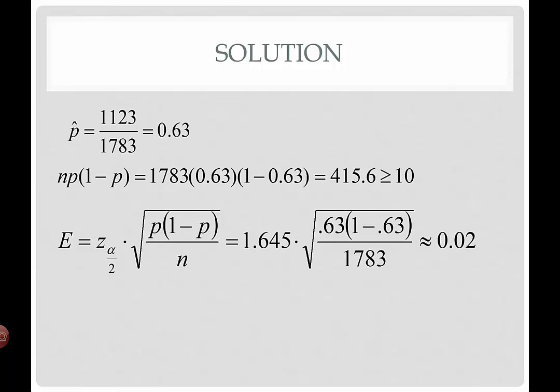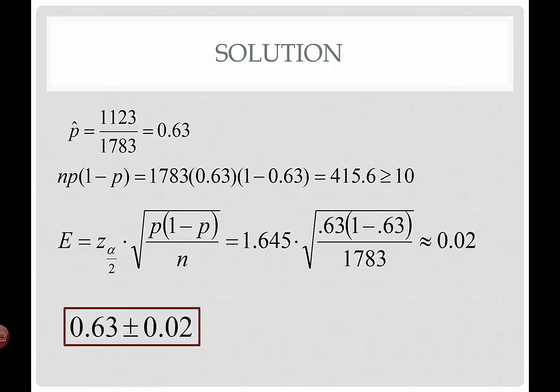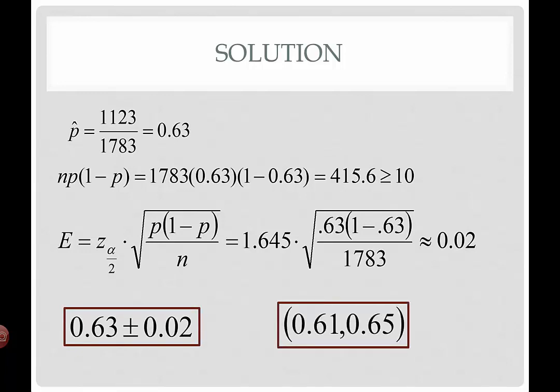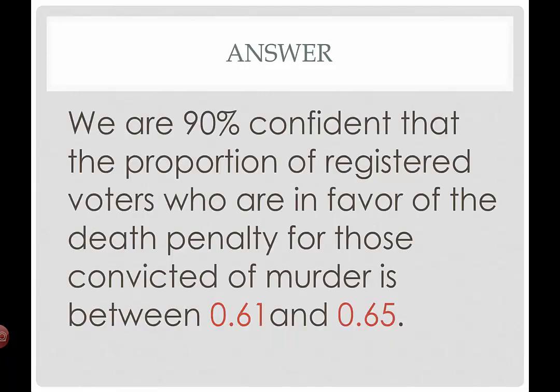Then we take our p hat, which was 0.63, and add and subtract that 0.02. When we subtract it, we get 0.61, and when we add it, we get 0.65. So our interval is between 0.61 and 0.65. We can be 90% confident that the proportion of registered voters who are in favor of the death penalty for those convicted of murder is between 0.61 and 0.65, or 61% and 65% of the population.